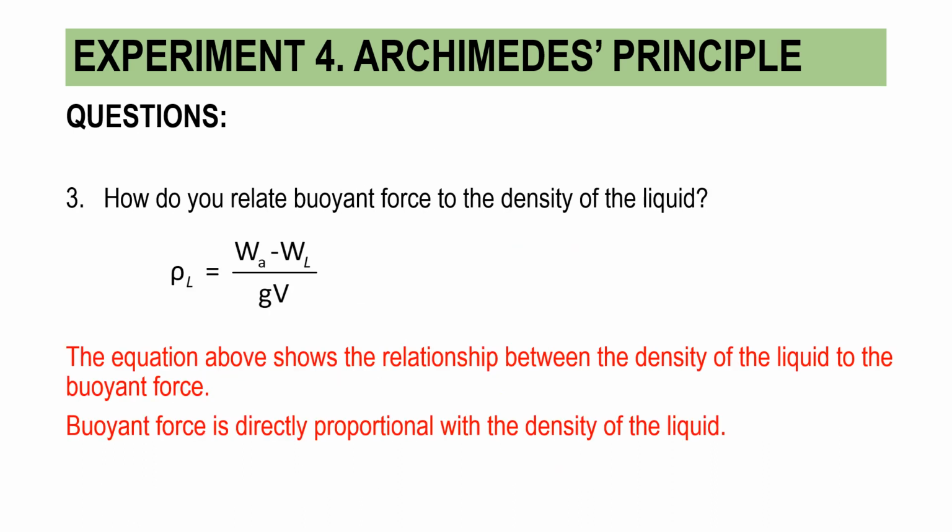The last question is, how do you relate buoyant force to the density of the liquid? The equation above shows the relationship between the density of the liquid and the buoyant force. The numerator is actually the value of the buoyant force, and as we can see, the buoyant force is directly proportional to the density of the liquid. Meaning if we increase the density of the liquid, there will also be an increase in the buoyant force.